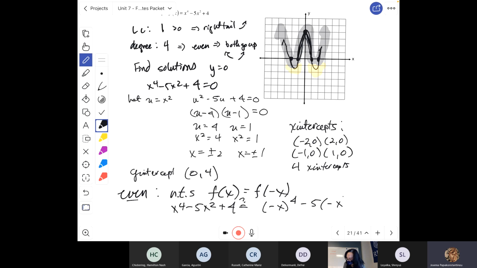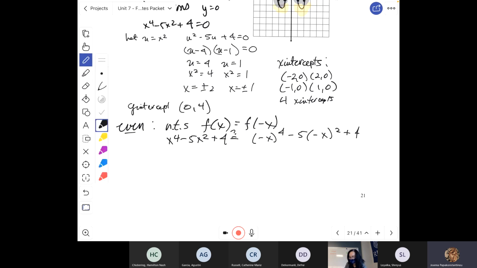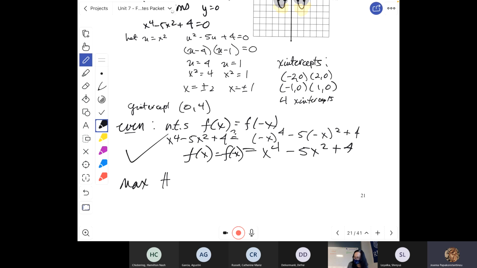Was there a property that I could have used? Yeah, the one where it says if the degree is divisible by 2, then it's even. If I take the sum of even functions, or difference, remember that property? But we're doing it this way. x to the 4th minus 5x squared plus 4 equals f(x). So it is even. And the maximum number of turning points?